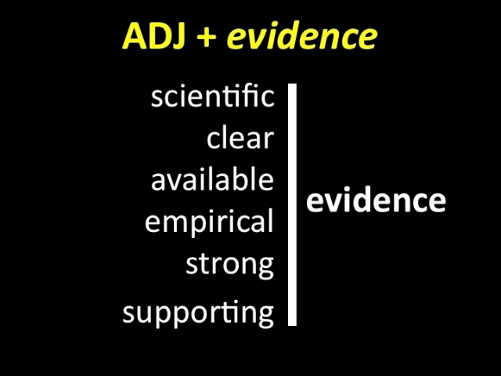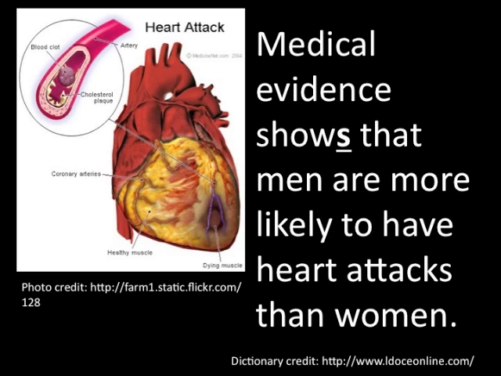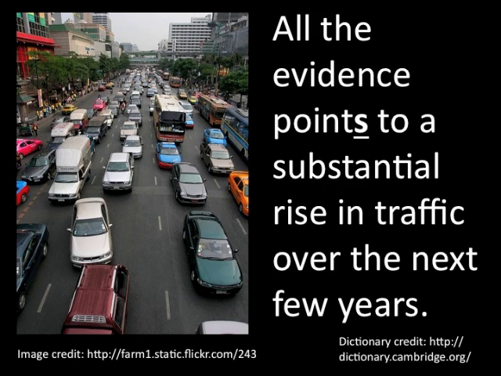Of course, there are a lot of adjectives that go with evidence, but in this show, we do our best to give the most frequent ones. We want to make sure that learners learn the most important collocations first. Speaking of collocations, what verbs do we use with evidence, Beck? Good question. Before I list some verb collocations for evidence, I would like to give 2 sentences where evidence has been used. Number 5. Medical evidence shows that men are more likely to have heart attacks than women. Number 6. All the evidence points to a substantial rise in traffic over the next few years.